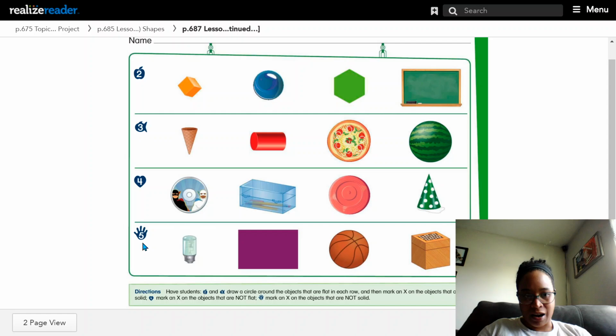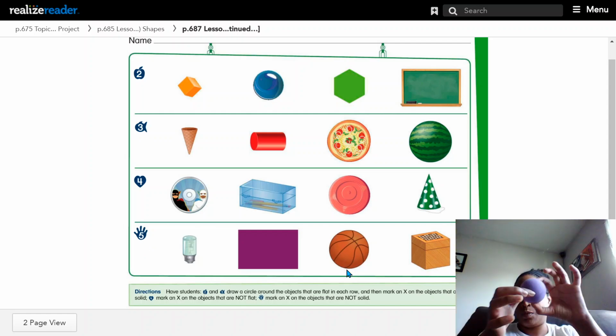Now this basketball they're showing here, what shape is that called? What did we learn that all ball shapes are called? They're 3-dimensional and they're all called a what shape? I have one right here, my purple one. What shape is that called? Sphere. Good. That is a sphere.